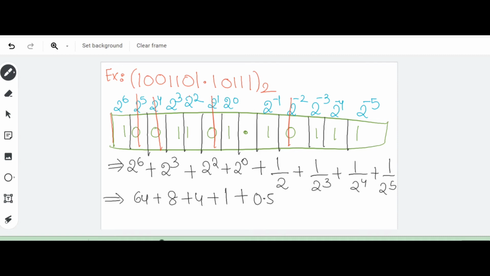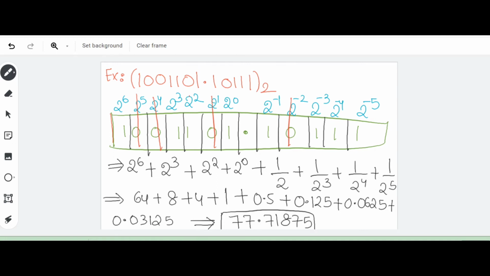And here we have 0.5, 0.125 and 1 by 2 power 4. How much will you get? 16. 1 by 16. You will get 0.0625 plus 1 by 32. So that you will get 0.03125. Add up all these things and you will get the answer. So here is the answer for this question. I hope you are now confident in converting binary to decimal.